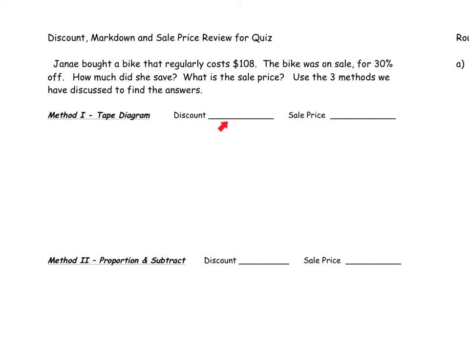So you can see that we're going to put our answers on these lines, and we're going to start out with the tape diagram. So first we want to highlight important information. This bike regularly costs $108. It's on sale for 30% off. And they want to know how much did she save? That's the discount. And what is the sale price? That's how much we're going to pay.